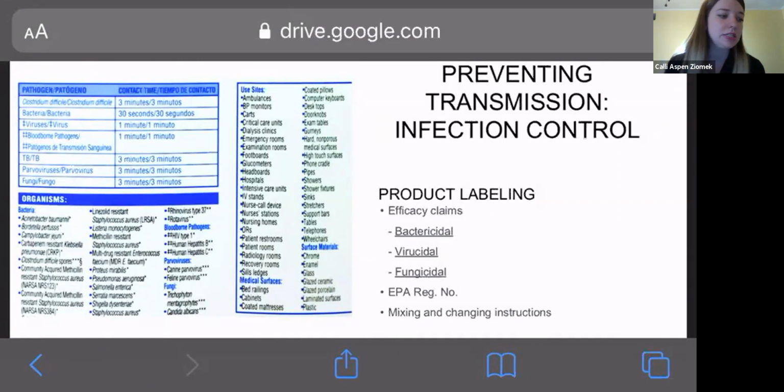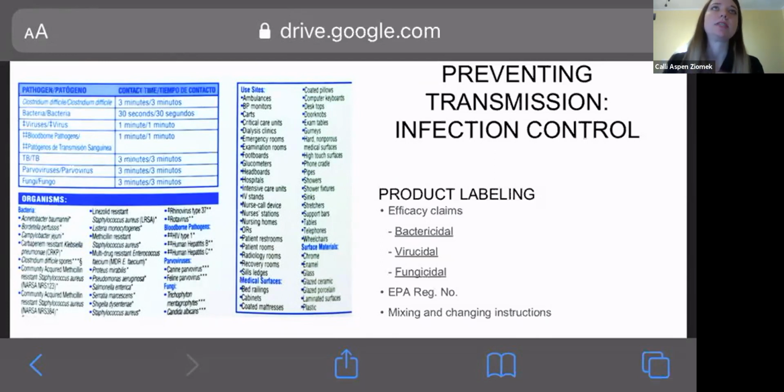On all of your disinfectants, there will be a section on the back of the bottle that tells you what that disinfectant is used for. It will tell you a list of pathogens that it will be effective against. It will tell you its EPA registered number, what specifically it is used for.